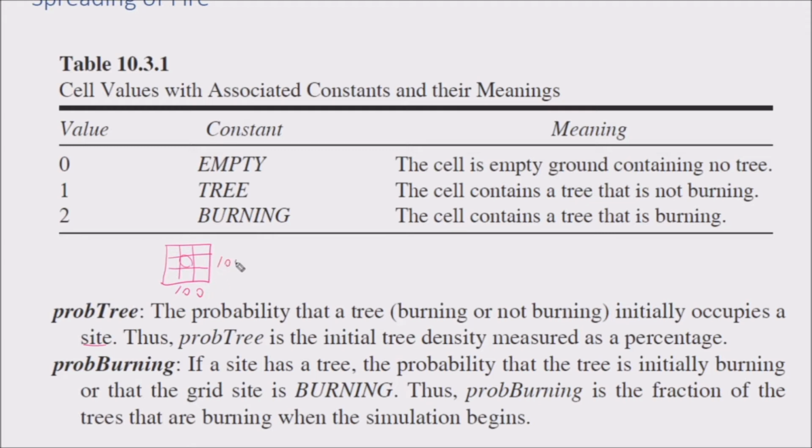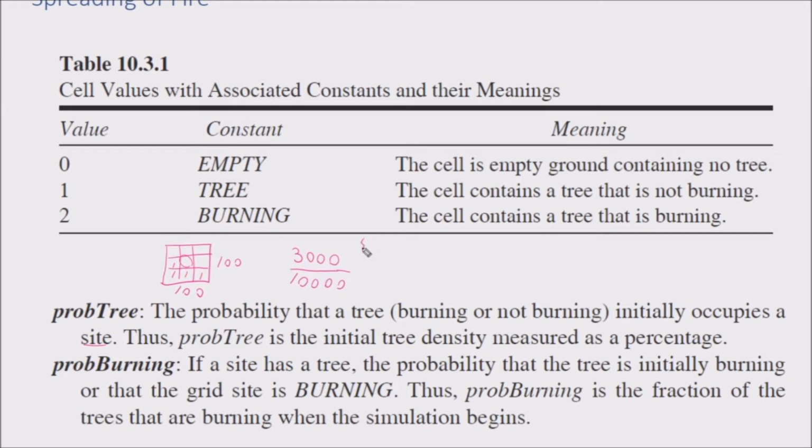So if I have a 100 by 100 grid, that means I have a total of 10,000 cells, 100 on this side, 100 on this side. Let's say 3,000 out of 10,000 cells have trees. So that means I have 3,000 ones, right? So the probability of having a tree is this. How do you put this in a percentage?